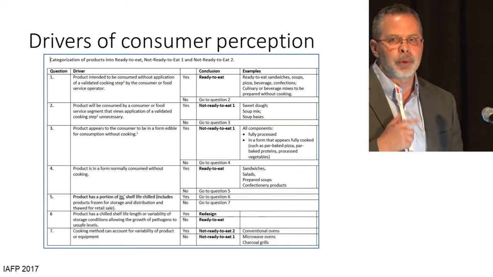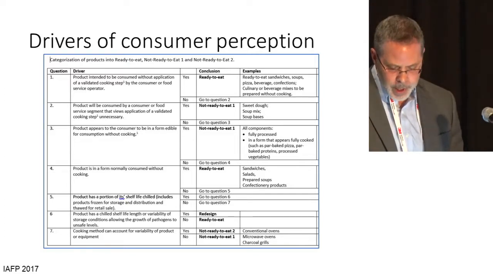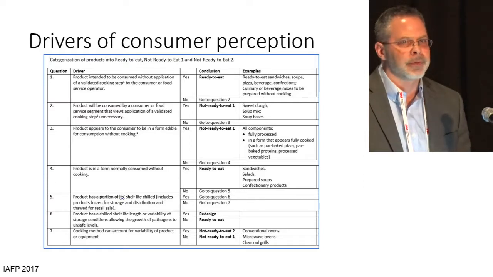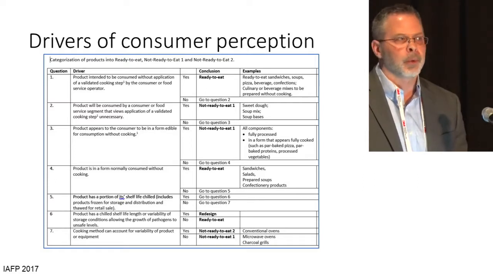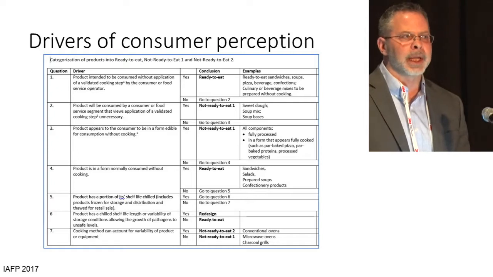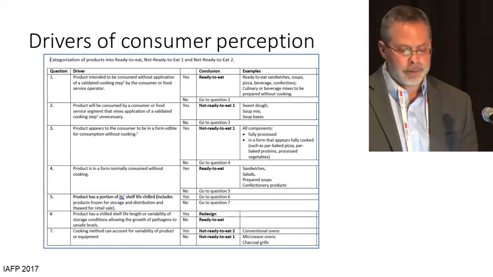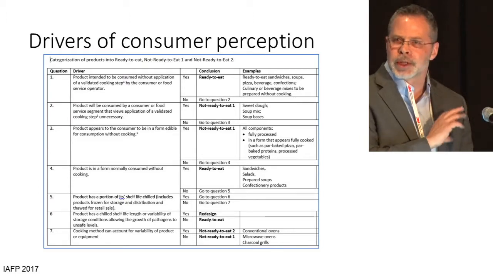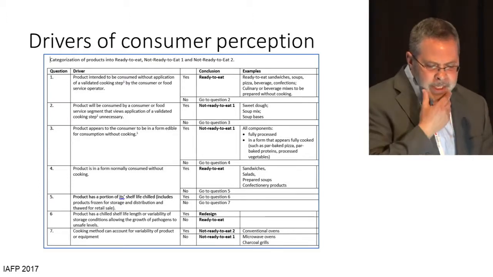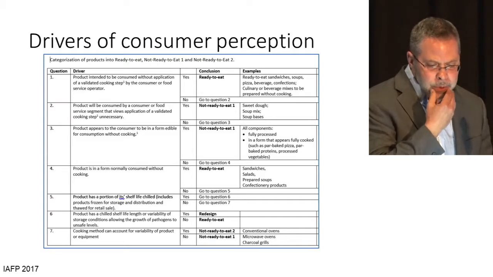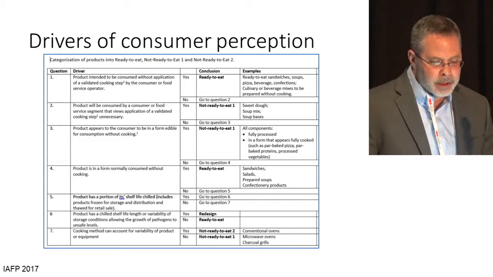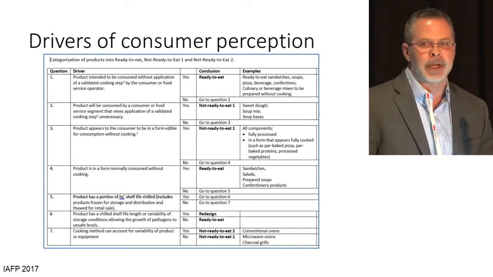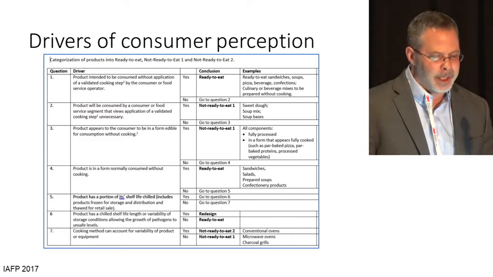This table is something we've been talking with some of our colleagues in industry on how we assess consumer perception as we evaluate whether or not products would be ready to eat or not ready to eat, but products that we still need to manage risk. And so I've listed here some drivers, and I apologize, this is an eye chart. I wanted to show that this was more of a decision tree, but I'll just read down what some of the questions are. So some of the questions we would ask is, first of all, is the product intended to be consumed without application of a cooking step by the consumer or food service operator? That's a no-brainer. That means we intended for it to be ready to eat.